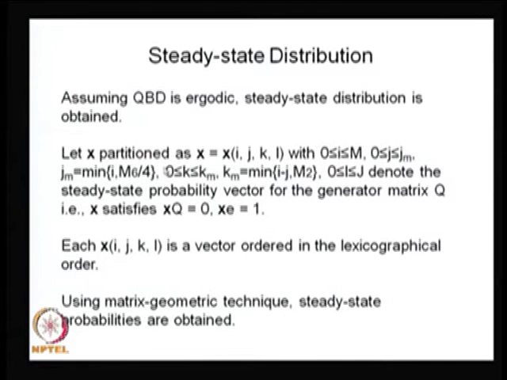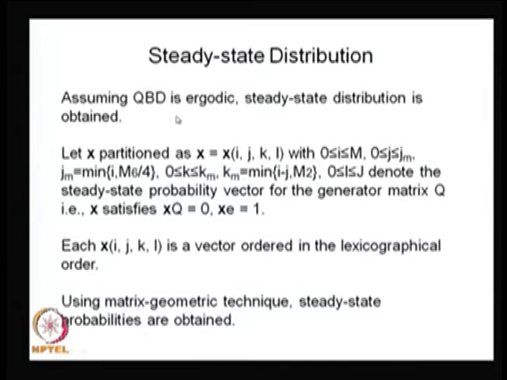Our interest is to get the steady state distribution for the quasi birth death process also. Here I am making the assumption that the quasi birth death process is ergodic, therefore the steady state distribution exists. This is a generalization of birth death process, therefore whatever steady state condition you need for the Markov chain, you can cross check the same condition. So, this QBD is ergodic, therefore a steady state distribution exists. Then you can solve x times Q matrix equal to 0 with x times the e vector equal to 1, and using that you can get the steady state probability vector.